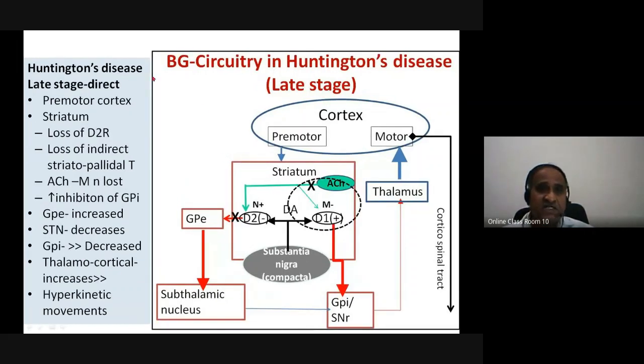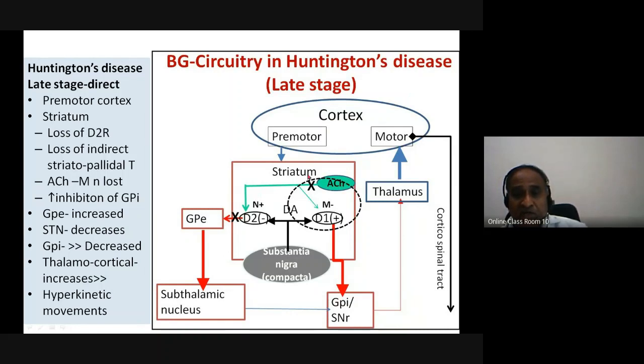Then what happens in the next stage? In the next stage, there will be loss of the cholinergic neurons, because I said Huntington disease is not purely GABAergic neuron loss. So there is a loss of the cholinergic neurons, not only the cholinergic neurons of the caudate nucleus, but also the cholinergic neurons of the prefrontal cortex, the hippocampus, and other areas of the brain. Now, what happens?